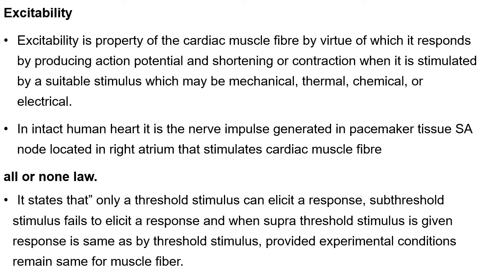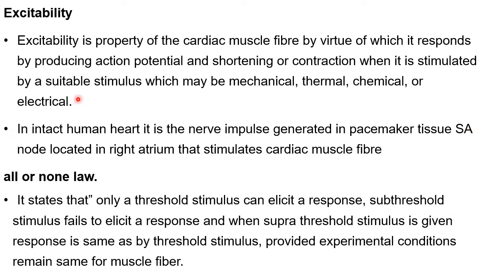Next property is excitability. Excitability is the property of cardiac muscle by virtue of which it responds by producing an action potential and shortening or contraction when it is stimulated by a suitable stimulus, which could be mechanical, thermal, chemical or electrical. In the case of the human heart, generally it is the nerve impulse, that is the electrical impulse generated in the pacemaker tissue located in the sinoatrial node in the right atrium.